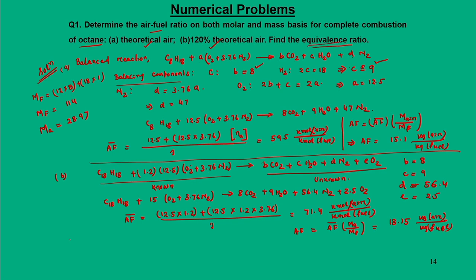Now, last parameter, what is the equivalence ratio? So, equivalence ratio phi we can write is AF stoichiometric divided by air fuel ratio of actual. So, both the numbers we have, we know the stoichiometric value is 15.1 divided by 18.15. So, this is about 0.833. Other way to find out is phi is also equal to F bar stoichiometric by F bar actual. This number will also lead to 0.833, which means phi is less than 1.